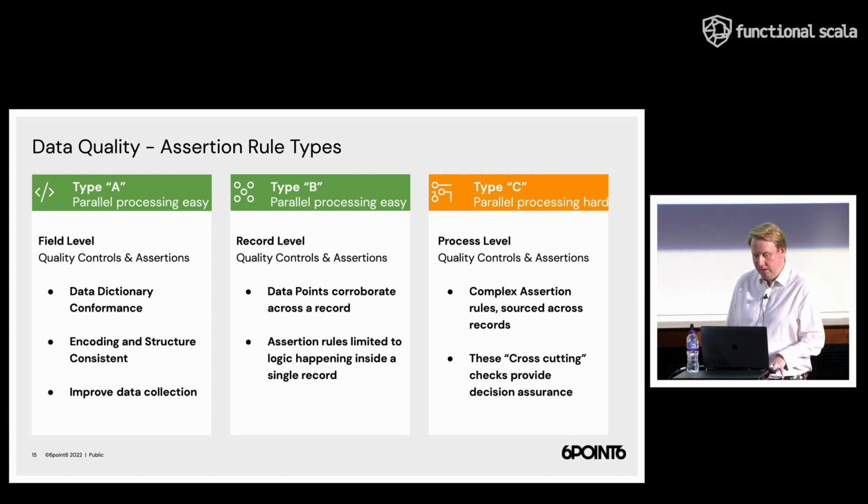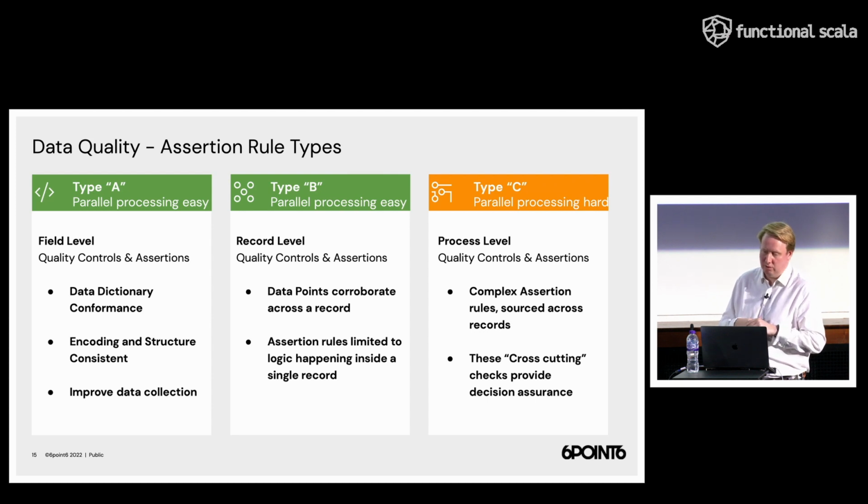A type B rule is one that works at the level of a whole record. So this allows you to corroborate data points across that record. So for example, you might say that someone's birth date should be before their date of death or that kind of thing, right? So within a record, things need to be logically consistent. And then you're limited to logic that happens outside of that record. But in the case of type A and B, parallel processing of these rules is very efficient because you can just take a very small bit of data and just do that without having to look at anything else.